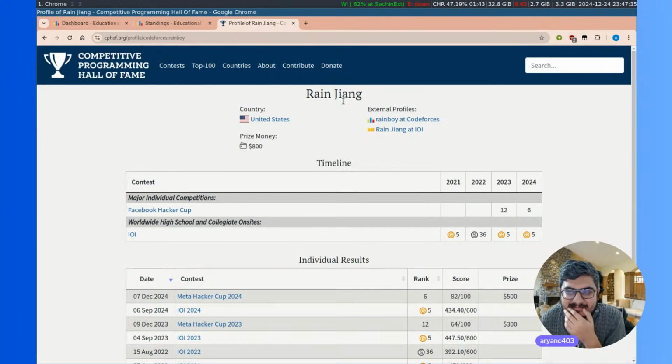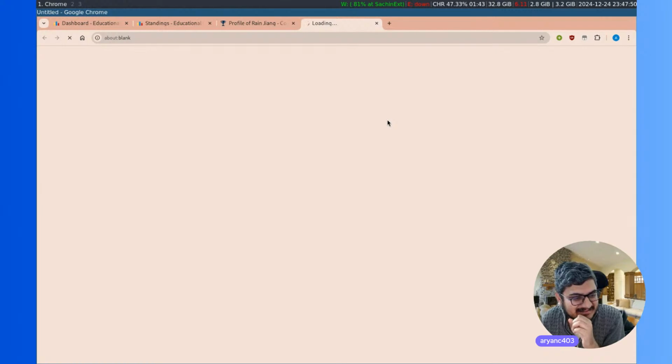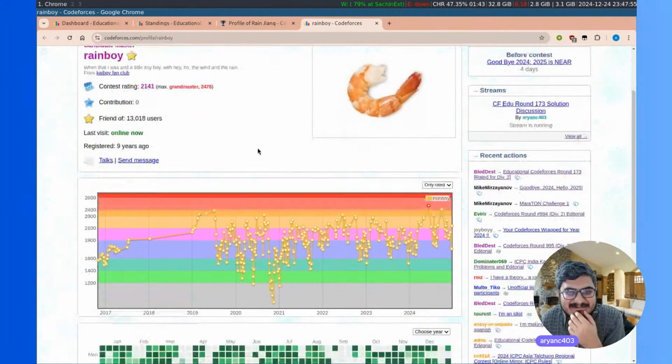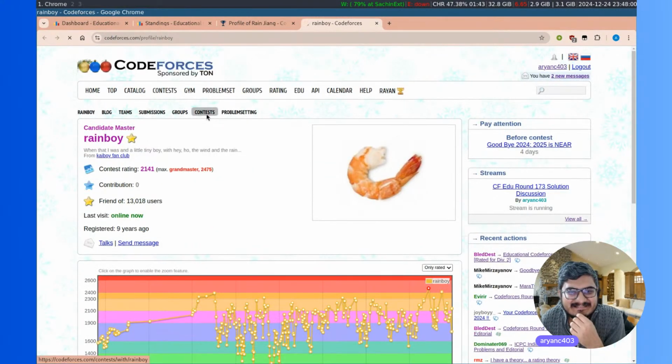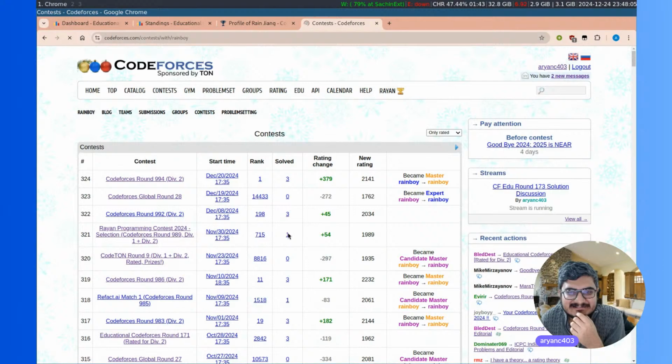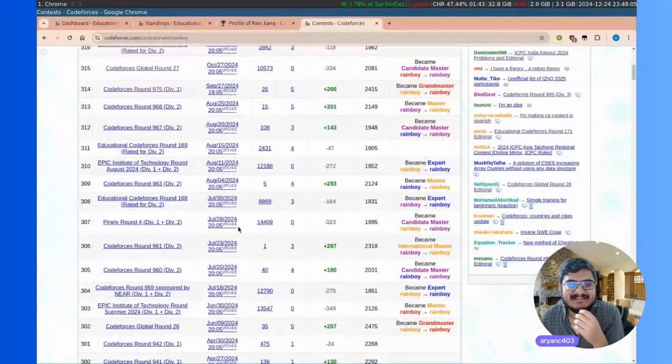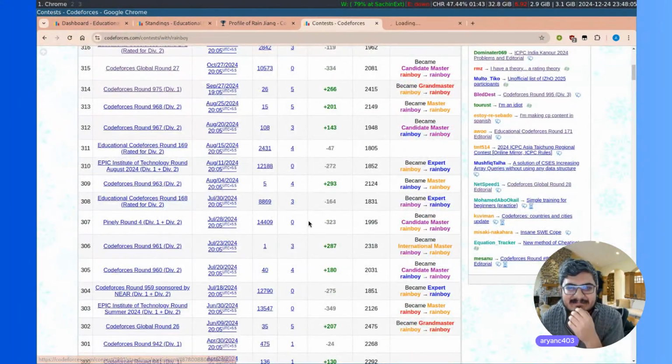Rainbow is a guy who lives in the United States who generally solves problems from hardest to easiest. So if he cannot solve the hard problem, he will not solve any problem. And that's why his rating is like this. He is definitely a legendary grandmaster. That's because a lot of the time he just solves zero problems. And if you look at his rating here, for example, when he solved zero problems, he got minus 323.